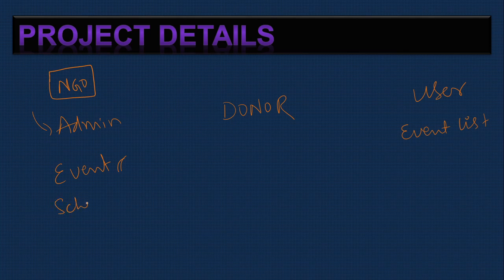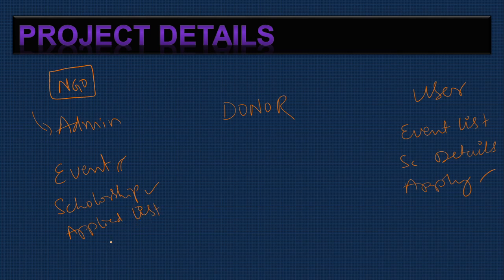Next is the scholarship. Now they want to give the scholarship, so they'll enter the scholarship details here, and you can see the scholarship details. After seeing that, you can apply for the scholarship. Once it's applied, here is the applied list: for the same scholarship, how many people have applied. Then selection, so you need to select. Based on who has applied, we can select the scholarship.